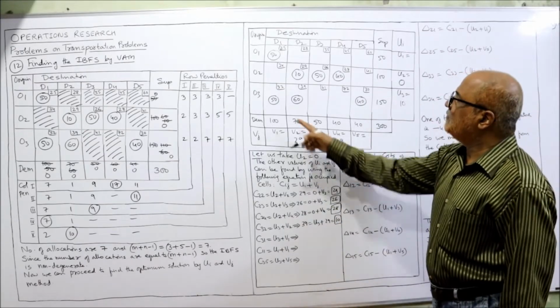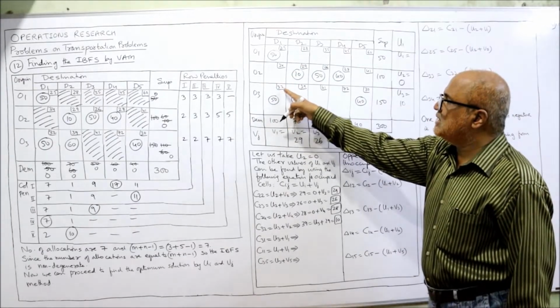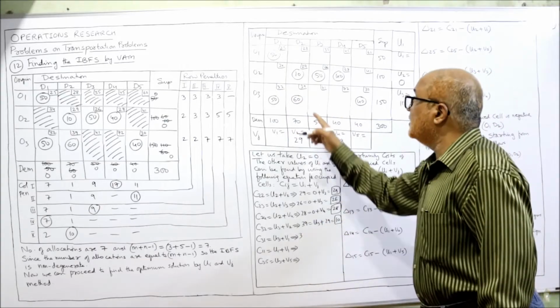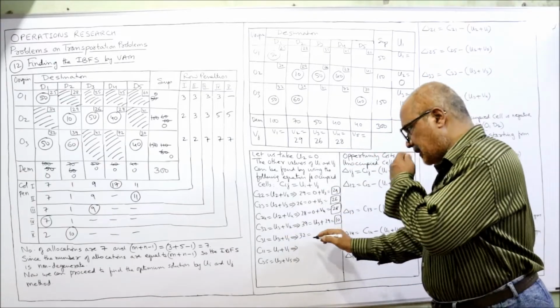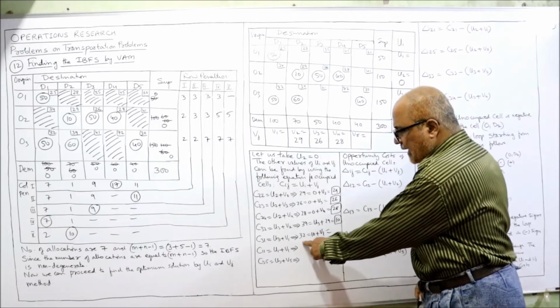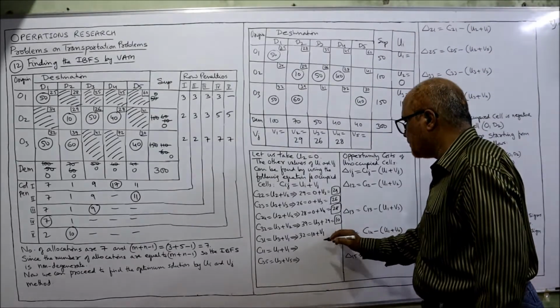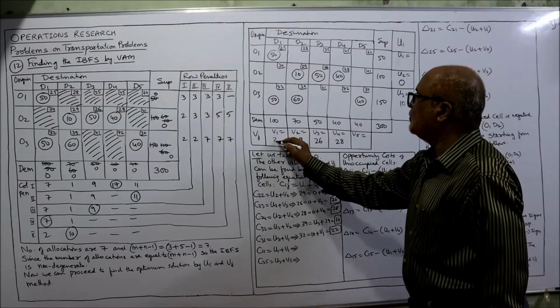Right? Then 3, 1, this one. Third row, first column. How much is Cij? C31 is 32. C31 is 32, equal to U3, U3 is 10, plus V1. If I take this 10 to LHS, minus 10. 32 minus 10, 22. So we got V1 is equal to 22.